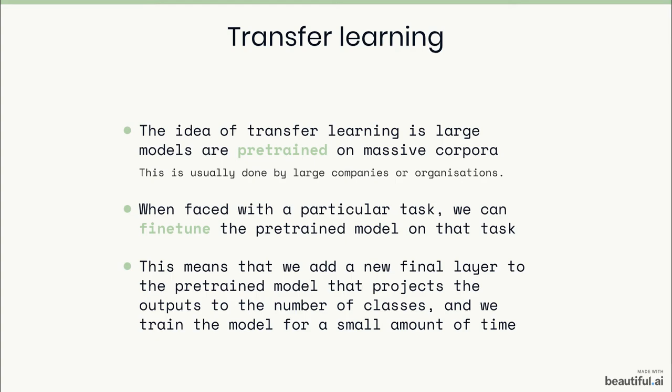What we do then is that we add a new final layer to this pre-trained model, which projects the outputs to the number of classes we're interested in. If we're doing, say, a binary classification task, then we would project down to 2 dimensions or 2 classes. And then we train the entire model for a small amount of time on a very limited amount of data.